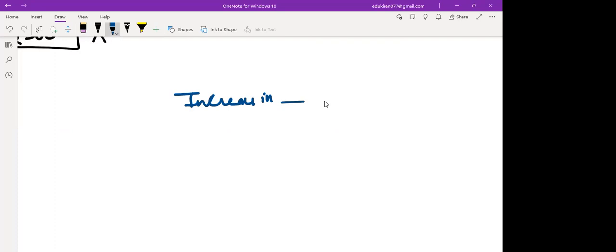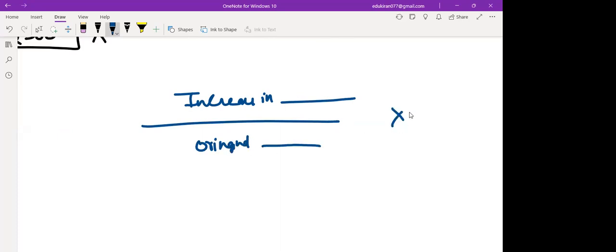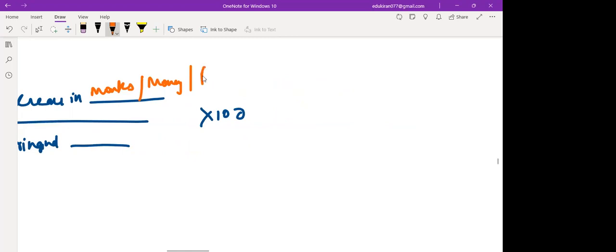Increase in whatever the question is talking about, divided by the original whatever the question is talking about, multiplied by 100. For example, if the question is talking about marks, you will write marks. If they are talking about money, you will write money. If they are talking about price, you will write price. Right? Clear?